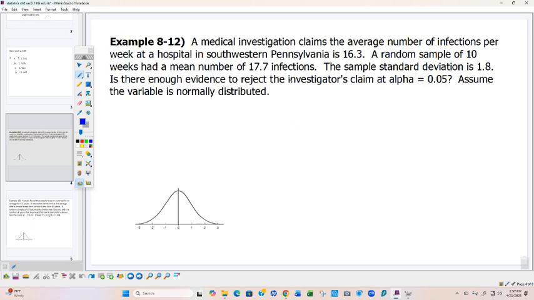Okay, so several things we know from this. We know that the mean of the population, mu, is equal to 16.3. We know the sample mean is equal to 17.7. We know our sample size is 10, and that's going to be really important in a minute. And we know our sample standard deviation is 1.8.